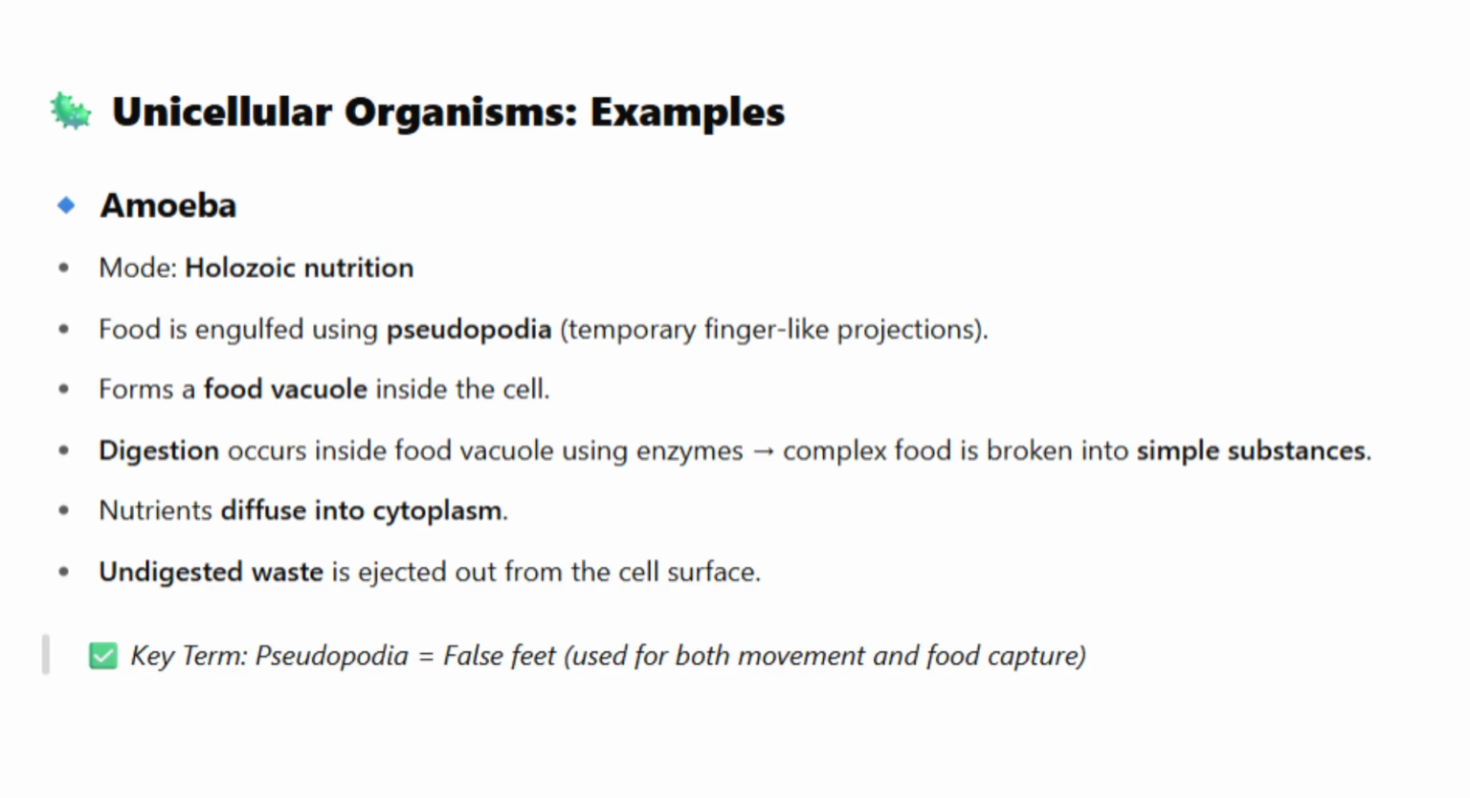Example: Amoeba. Mode: holozoic nutrition. Food is engulfed using pseudopodia, temporary finger-like projections. It forms a food vacuole inside the cell. Digestion occurs inside the food vacuole using enzymes. Complex food is broken into simple substances. Nutrients diffuse into the cytoplasm. Undigested waste is ejected out from the cell surface. Key term: pseudopodia means false feet, used for both movement and food capture.